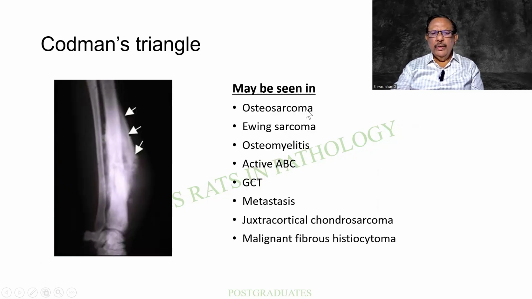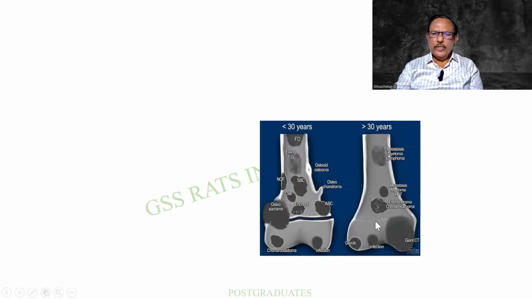So osteosarcoma is important, and there can be a friend of ours, the Codman's triangle, which, however, is not classical of osteogenic sarcoma. This is somewhere between the metaphysis and the diaphysis, where you can get it. An Ewing sarcoma can also occur in these regions. Osteomyelitis, surprisingly, aneurysmal bone cyst, giant cell tumor, metastasis, juxtacortical chondrosarcoma, and MFH are all conditions where we can get a Codman's triangle. So Codman's triangle is not diagnostic but is significant in osteogenic sarcoma. This also we should be knowing.